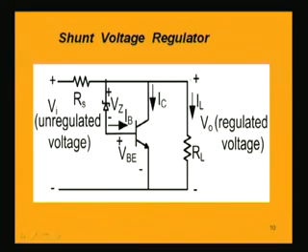The output voltage V0 is across this load resistance RL, and the load current which is flowing in this resistance RL is say IL. IL is the load current, IL into RL is equal to V0, that is the output voltage.